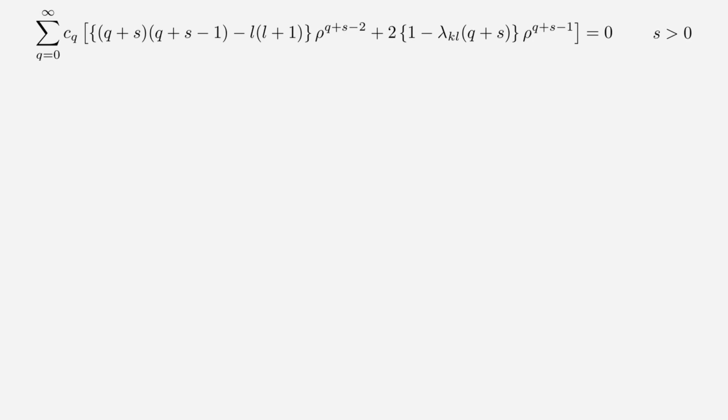The only way in which a full power series can equal 0 is if the coefficients in front of every single power vanish. Now, inconveniently, in the expression that we have here, every term contains two different powers, q plus s minus 2 here and q plus s minus 1 here. This means that we need some extra work to clearly identify the coefficients in front of each power. And to see what's going on, let's consider the first few powers explicitly. To simplify notation, I will call this first term Aq and this second term Bq.